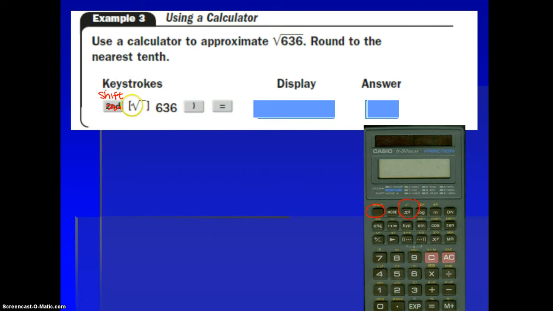Once you have the square root button, you can type in your number. You do not need to hit this other button. Then hit the equal sign, and your display is going to read something like this. Just round to the nearest tenth. The nearest tenth is the first decimal place.